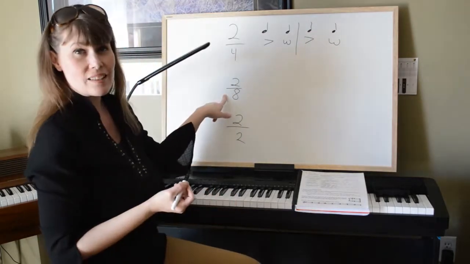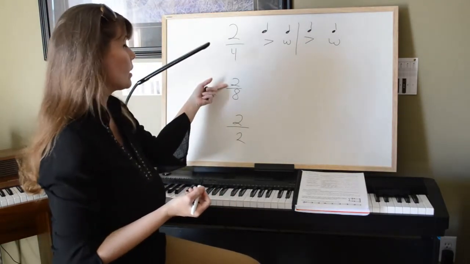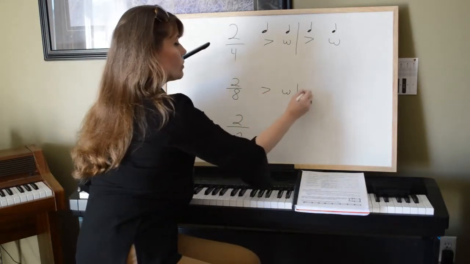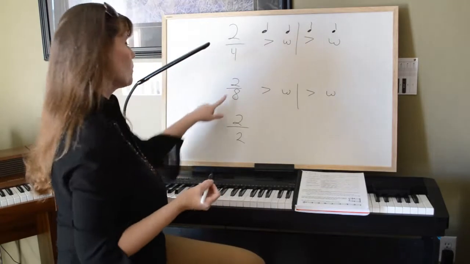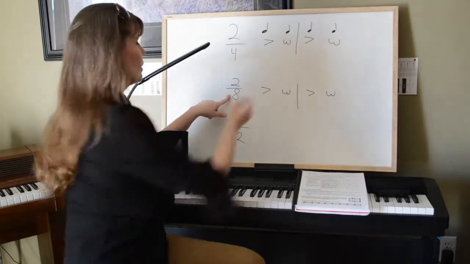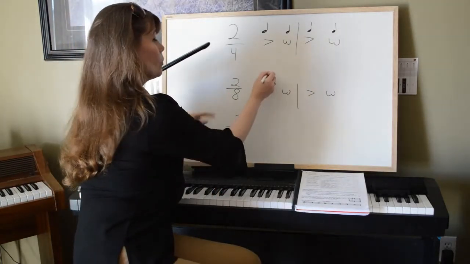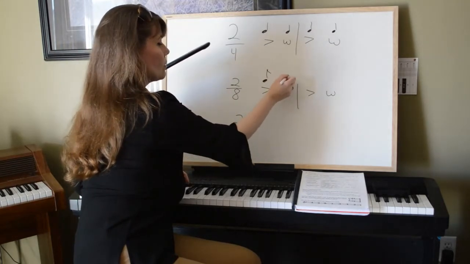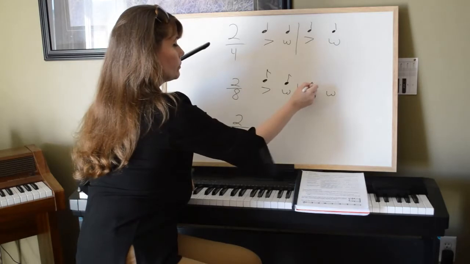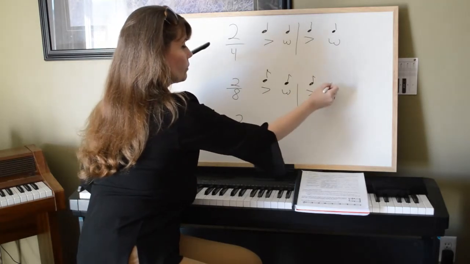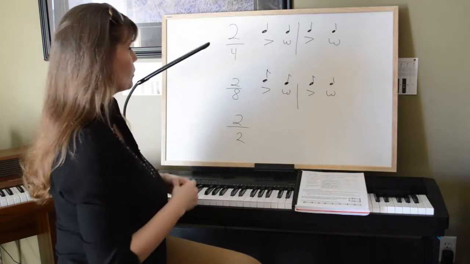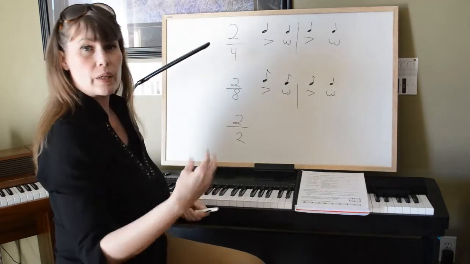In 2-8 time, again, duple time, we're still going to have the pulse of strong, weak, but the 8th note is going to get the beat. So we'll use 8th notes. We have a weak 8th note, a strong 8th note, and then a weak one. Strong and weak. So simple duple time is strong, weak.